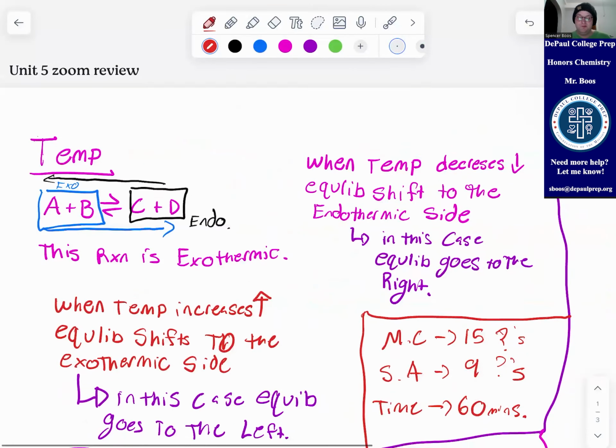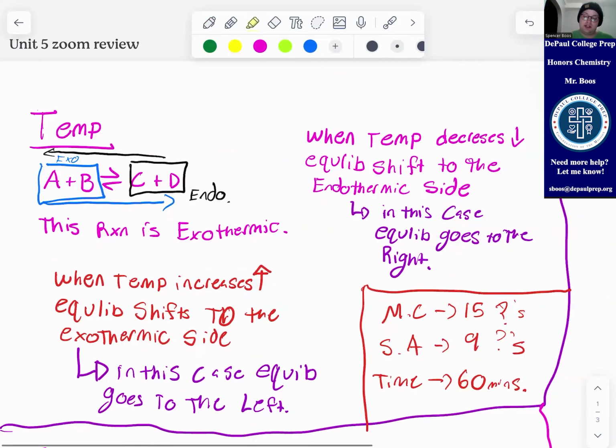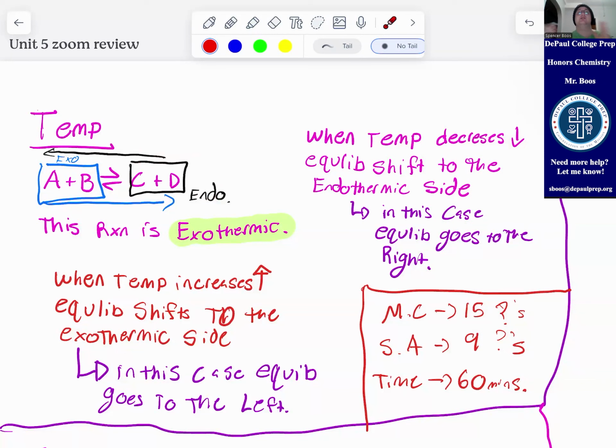How can you tell which side of a reaction is endothermic or exothermic? Great question. The question will state this reaction is blank. When it says this reaction is blank, in this case exothermic, we know that the left side is the exothermic side, right? And that means that the other side is endo, right? One side is exo, one side is endo. Same thing with endo, right? If it said this reaction is endothermic, this would be the endothermic side. This would be the exothermic side.